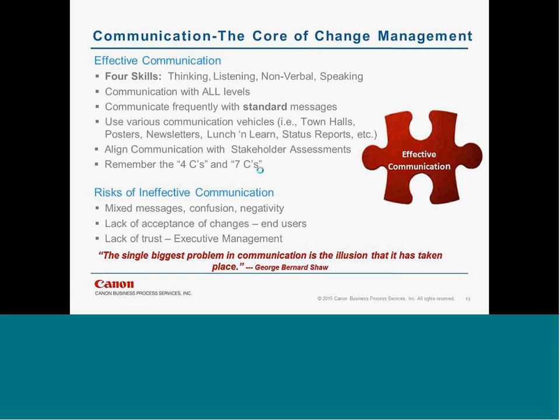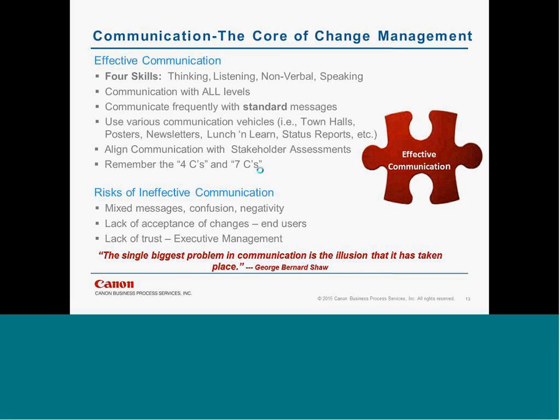There are risks. So what is the risk of not being effective in your communication? Well, you're going to have mixed messages, confusion, negativity, lack of acceptance, and a lack of trust from your executive management team. If you're not active with your communication with them, it could impact the current project, or it can impact approval for future projects and future optimization.